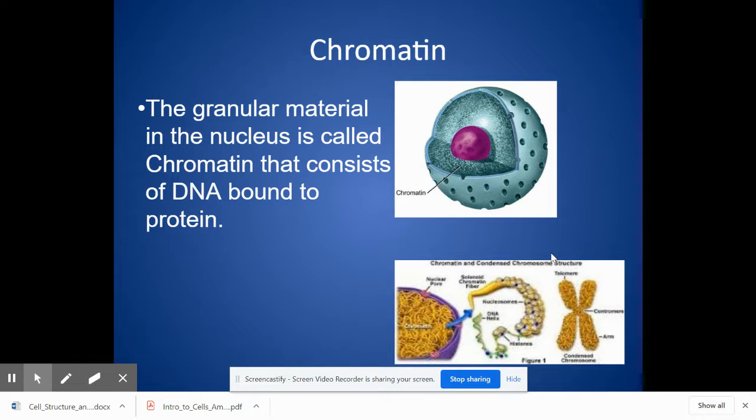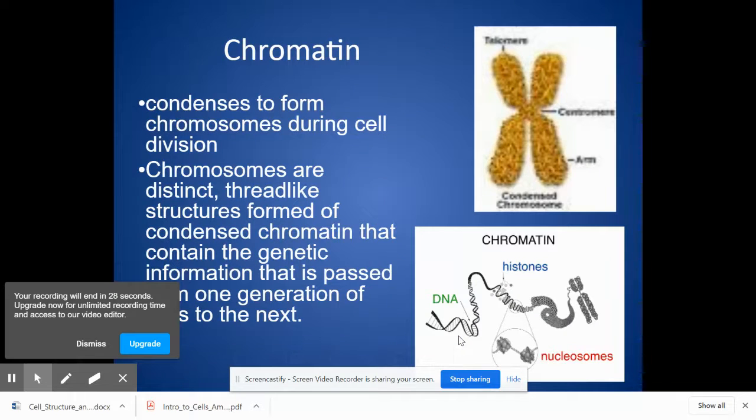Chromatin is the granular material in the nucleus that consists of DNA bound to protein. In the bottom right, it's a little bit blurry here, but it looks like a bowl of noodles. The purple thing is the nucleus, and the noodle-type thing is the chromatin, or our DNA. Chromatin condenses to form chromosomes during cell division, which we will talk about in the next unit. And chromosomes are distinct thread-like structures formed of condensed chromatin that contain DNA that is passed on from one generation to the next. So chromatin, DNA, and chromosomes are sometimes used interchangeably.